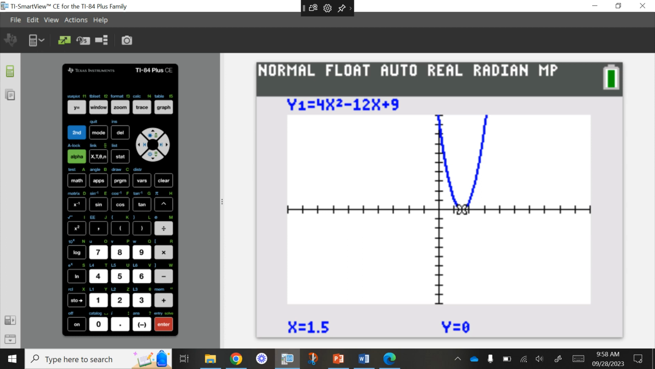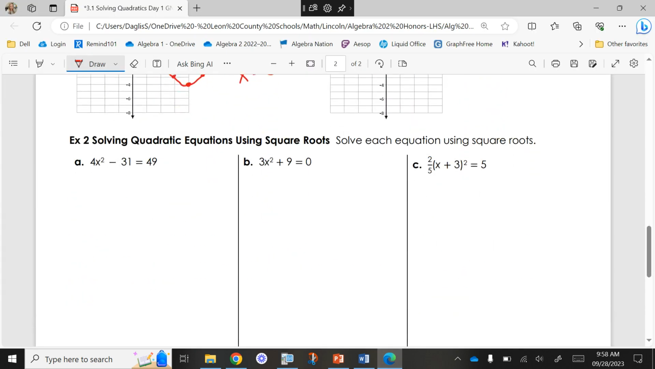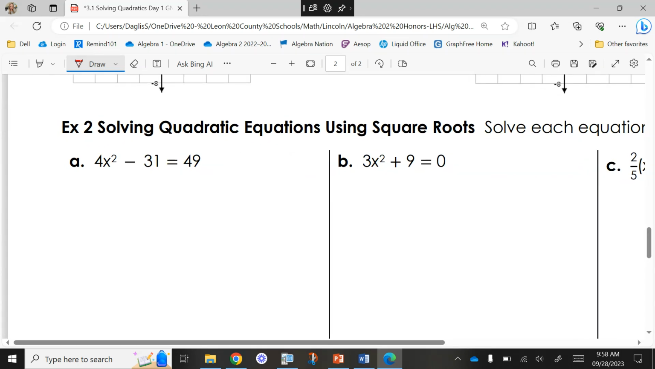All right, now we're going to review how to solve using square roots. Okay, so let's remember the basics of square roots.